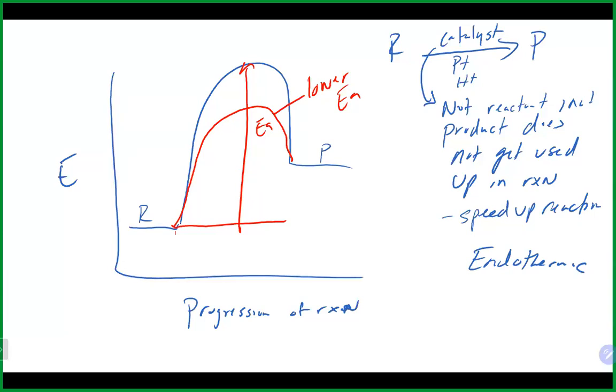Not all catalysts actually speed up a reaction, but most of the time when people talk about a catalyst, that's usually what they're talking about, speeding up a reaction. There are actually negative catalysts that will slow down a reaction, but I would say 99 times out of 100, when somebody is talking to you about a catalyst, they're probably talking about speeding up a reaction.